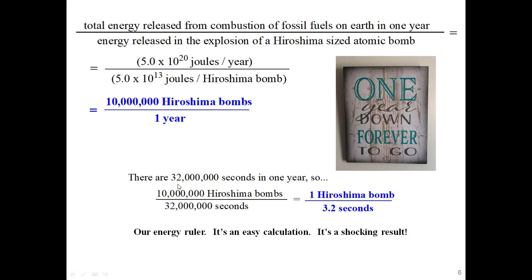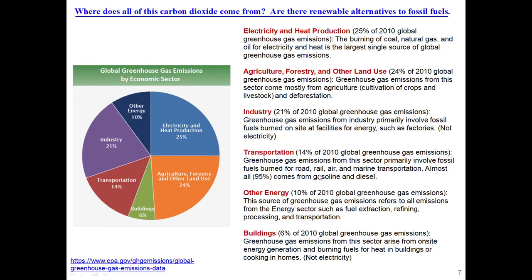Well, it also turns out there are 32 million seconds in a year, so we could calculate how many of those bomb equivalents are coming out per second. We find that the energy equivalent of one Hiroshima atomic bomb is released every 3 seconds for a year. Every 3 seconds. That is an incredible calculation. A very shocking result, I would say.